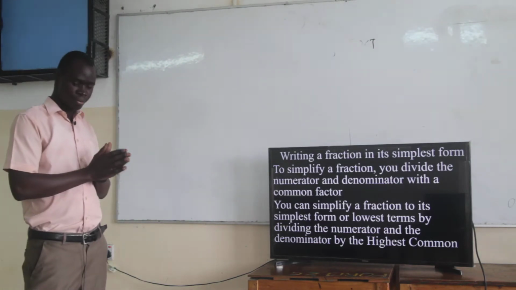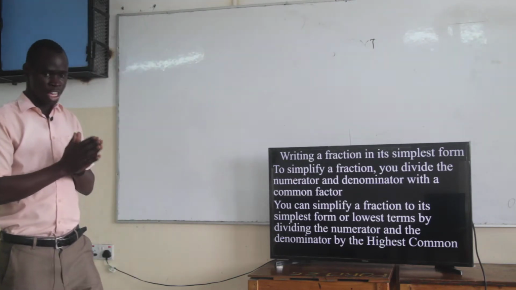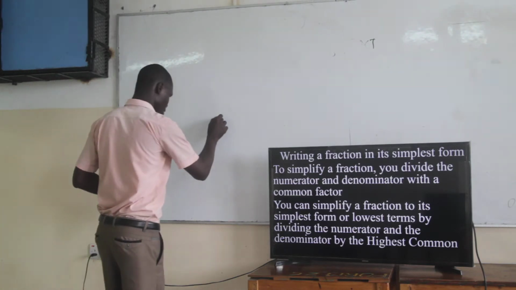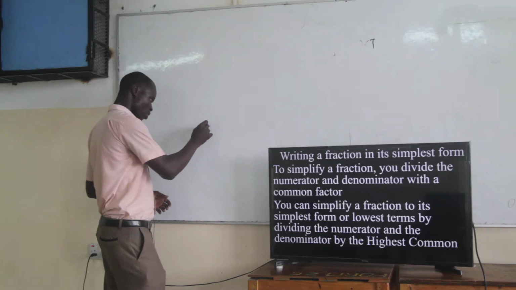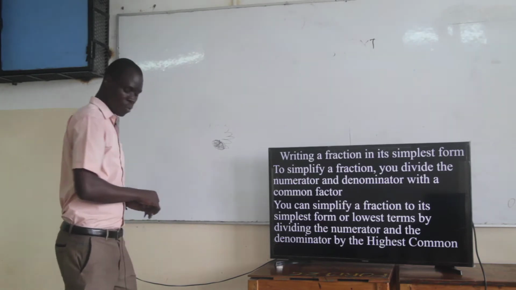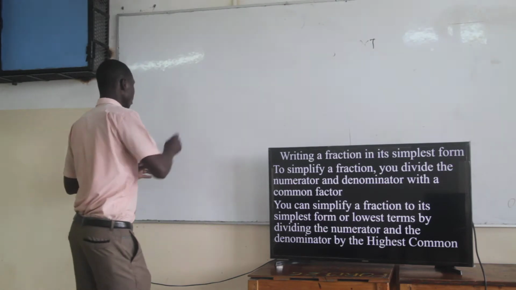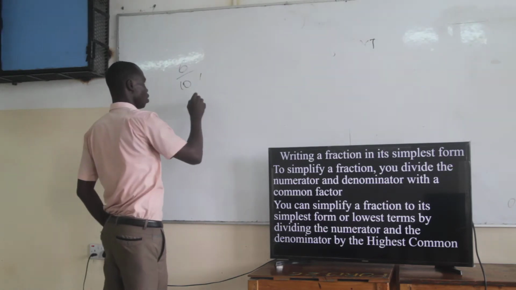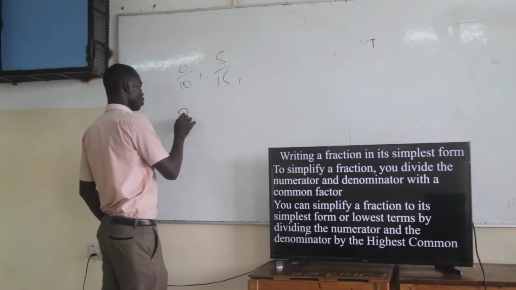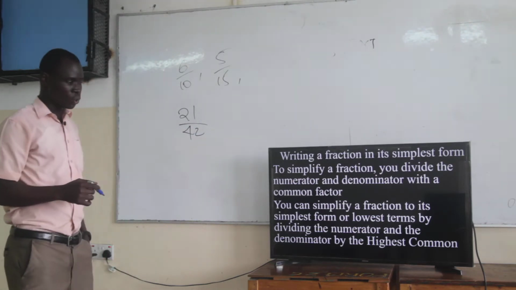When dealing with fractions, it's always important that you express your fraction in what we call simplest form. So it's paramount that your fractions are always in simple form. By simple form, what I mean is that when you have a fraction such as 6 over 10, 5 over 15, or 21 over 42.